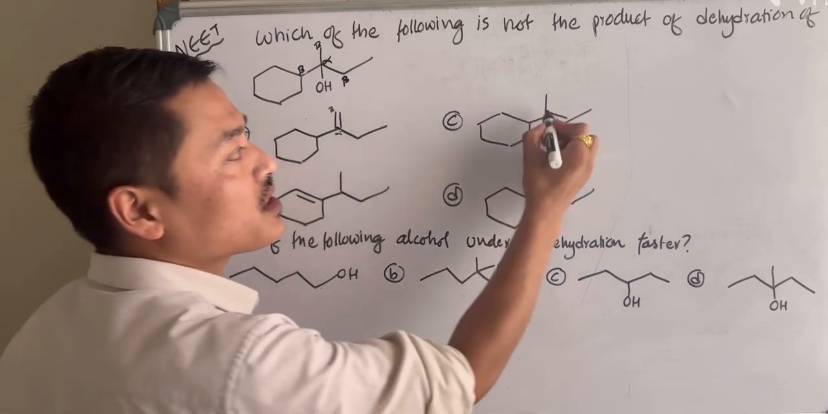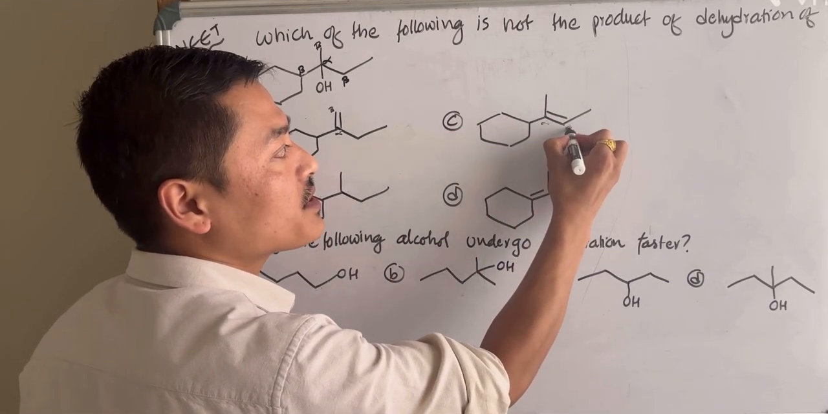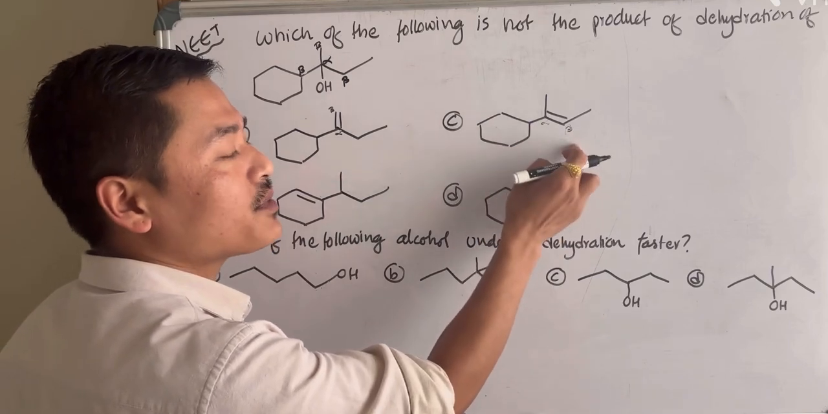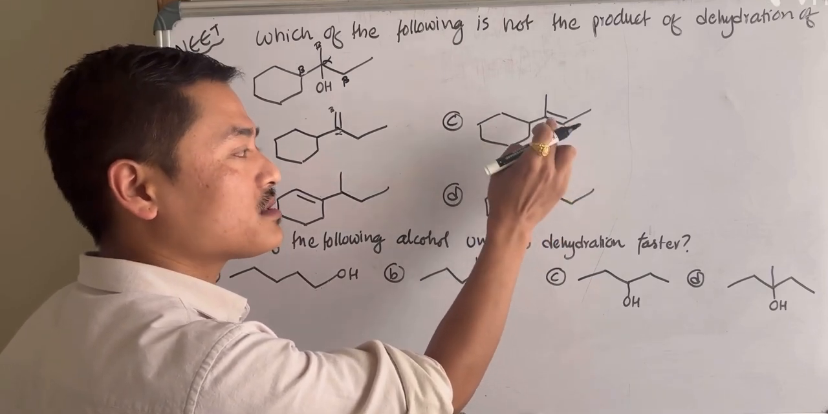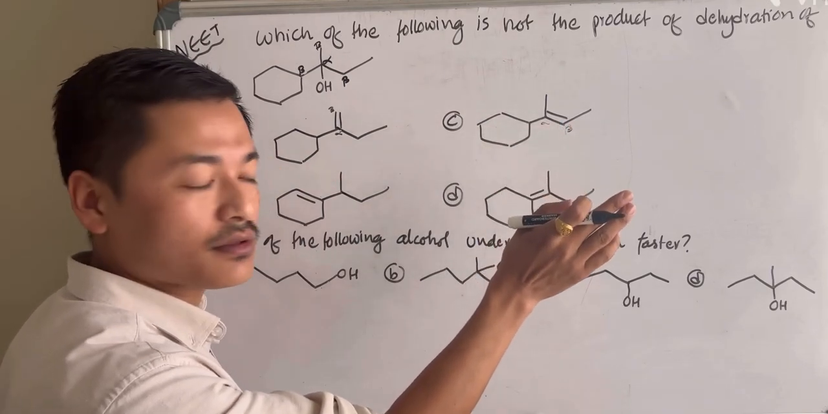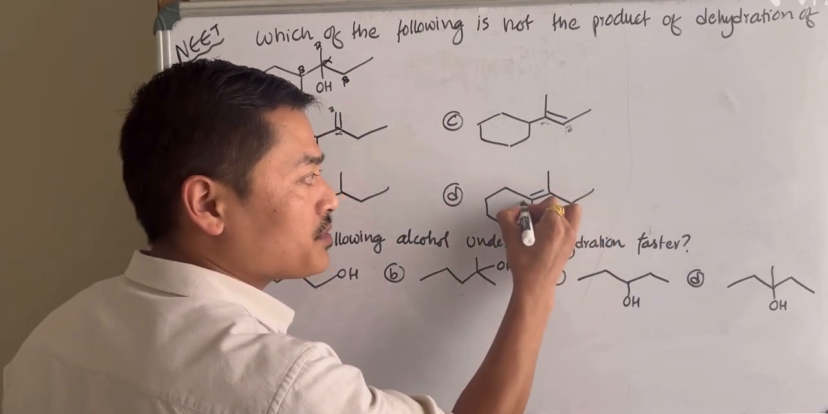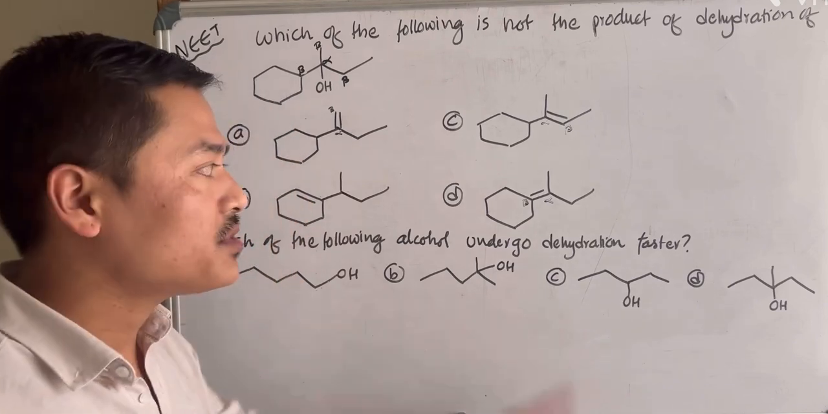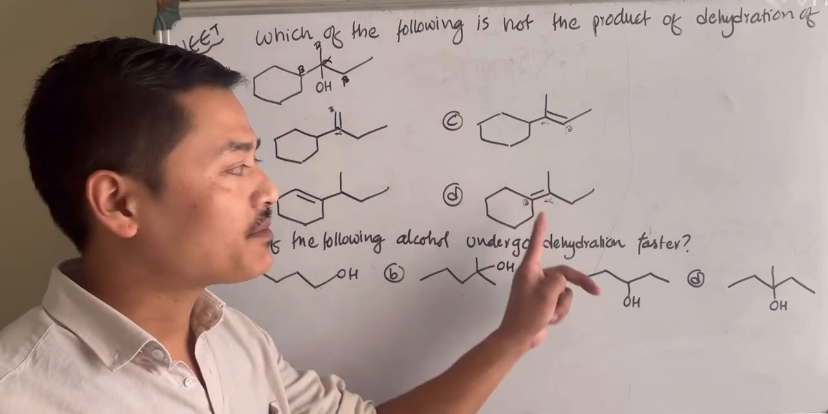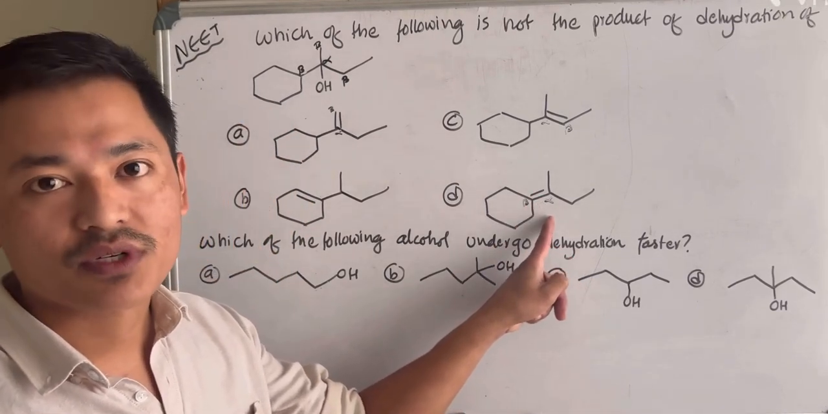Similarly, in this one also, if this is your alpha carbon, this will be your beta carbon, and between alpha and beta there is a double bond. That means this is also a dehydrated product. Similarly, option C, here this is your alpha carbon, and this is a beta carbon. Between alpha and beta there is a double bond. That means this is also a dehydrated product.